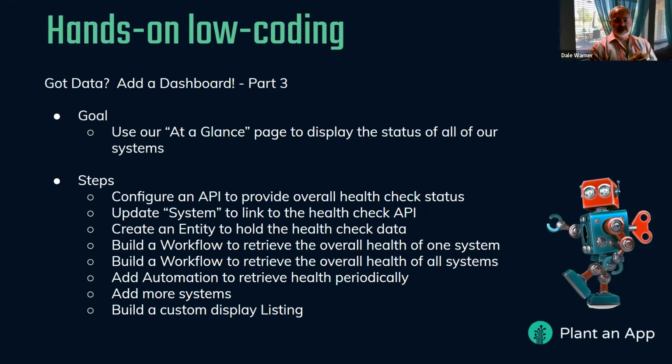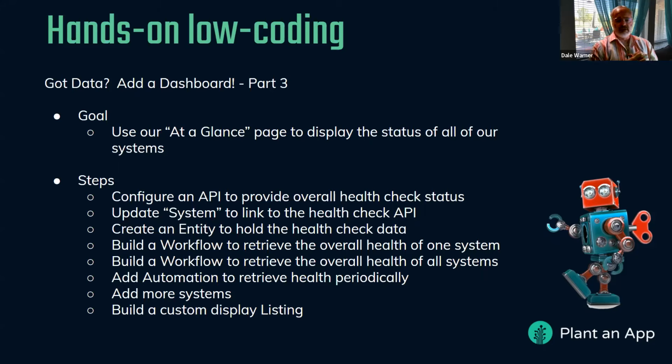We're going to have to create an entity that's going to hold the data, and then we'll be building out a workflow to retrieve the health from one system, another workflow to get the health of all systems, where we call the first workflow once for each of the systems that are added, and then we'll set up an automation to retrieve the health periodically every 5 minutes or so. After that, we'll add a couple of systems to demonstrate, once we've got all that infrastructure set up, so that we can add as many systems to it as we need.